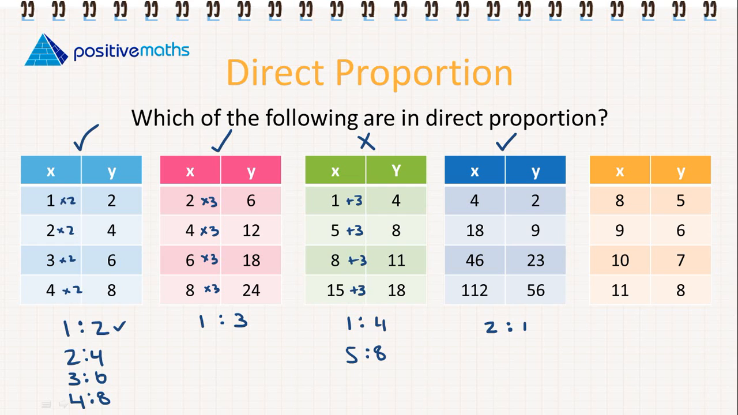And the last table we have 8:5. So here we're subtracting 3 from every value to get our y value. Okay, so it is not directly proportional.